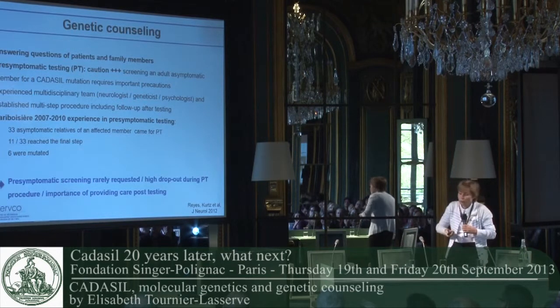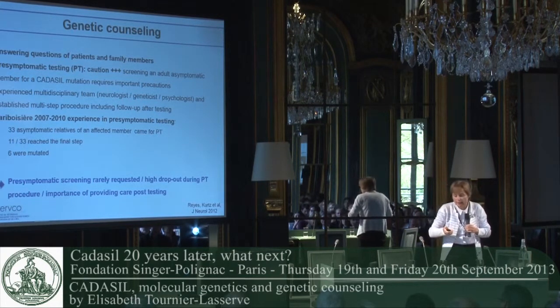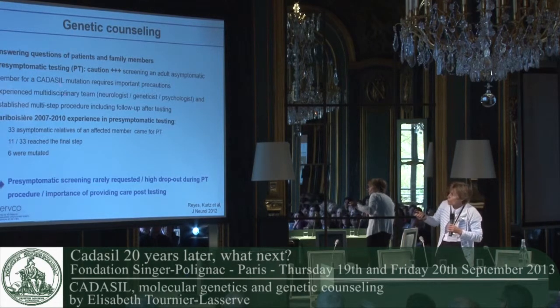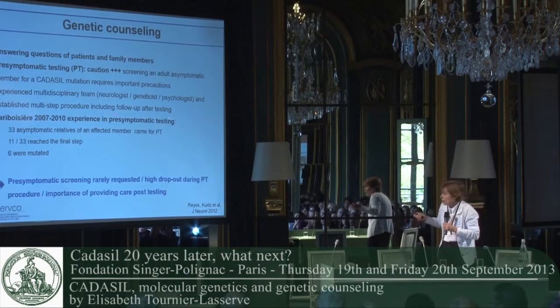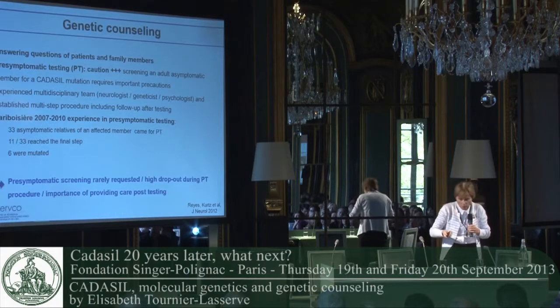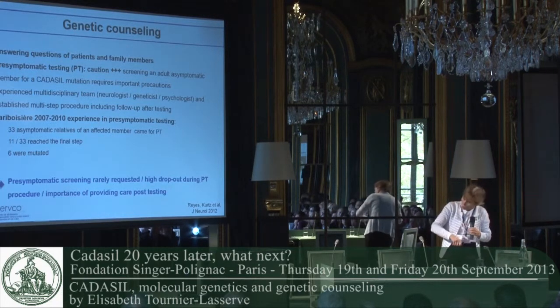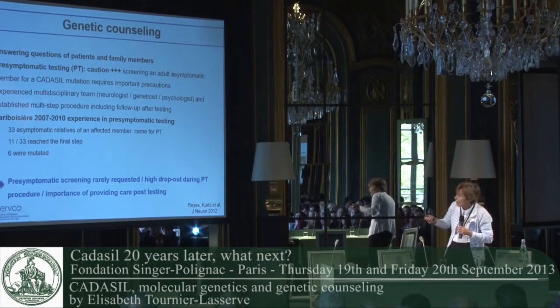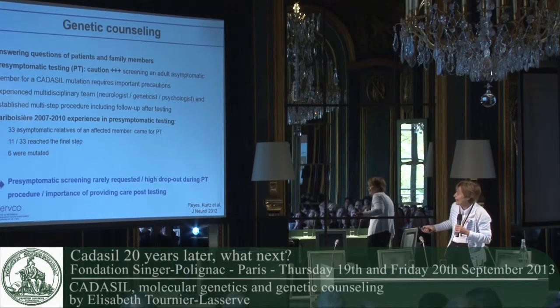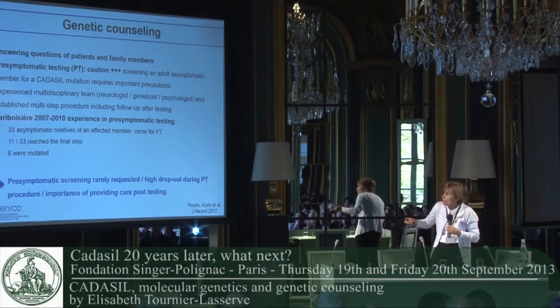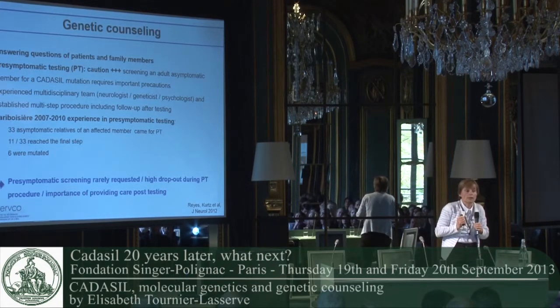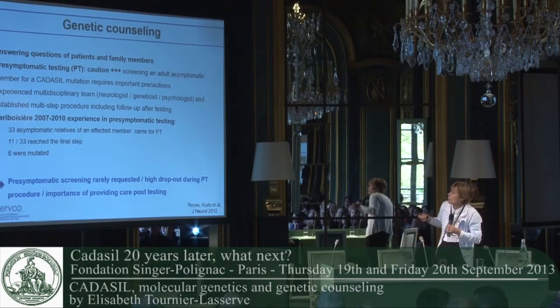And in France, for severe disease with late onset and no treatment, the patient, it's not a patient, it's a member of a family, should benefit from experienced multidisciplinary teamwork, and there is a multi-step procedure, so the members can think about it and make sure that they want this test or they don't want this test. In the La Riboisière experience, 2007 to 2010, a work that was published by Sonia and Annie Kurtz, we had only 33 asymptomatic members who came to the facility to ask for pre-symptomatic testing.